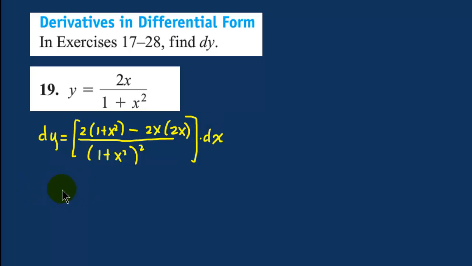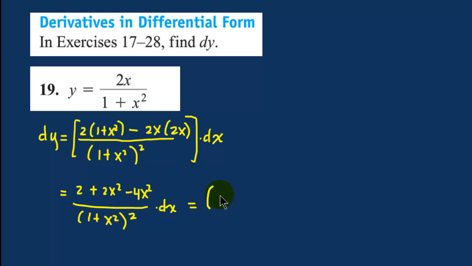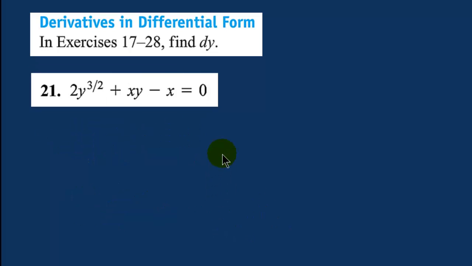So now that's just equal to 2 plus 2x squared minus 4x squared, and whole thing divided by 1 plus x squared, whole thing squared, dx. And simplifying everything, that would just be 2 minus 2x squared over 1 plus x squared, whole thing squared, dx. Okay, now we can still use the differential even in an implicitly defined function.